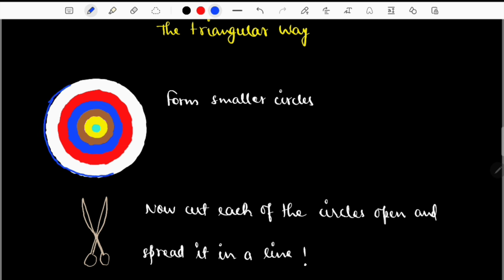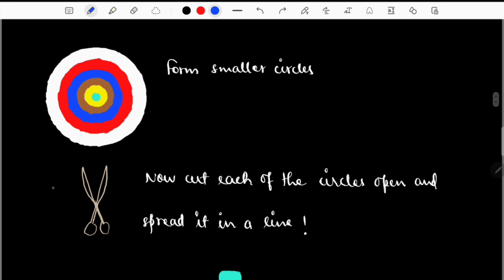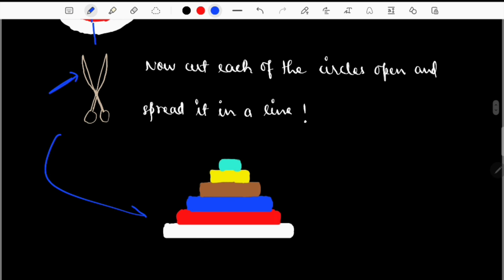And then what they're doing is dividing it into smaller circles, which are this white one, this red one, this blue one, this brown one, this yellow one, this green one, right? And what they would say is, hey, take a scissor, cut this, cut this, cut all of these circles and then stack them as shown in the figure.